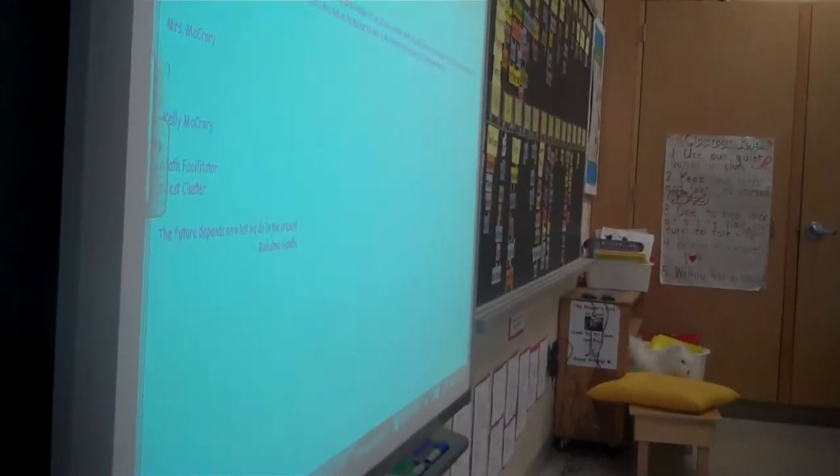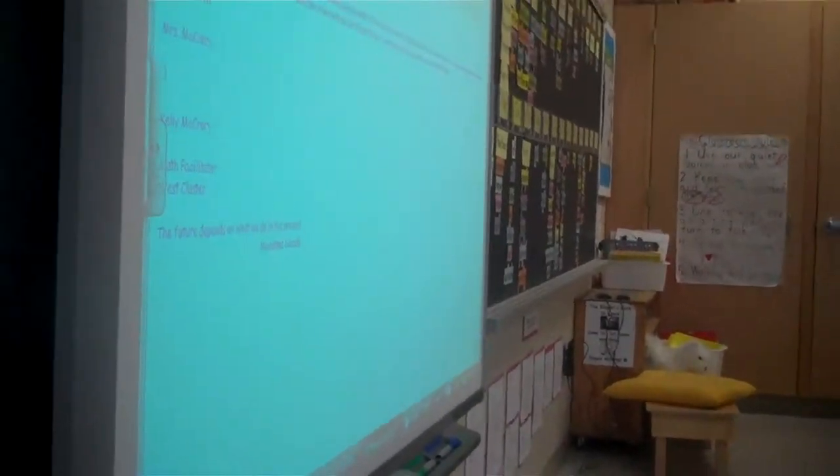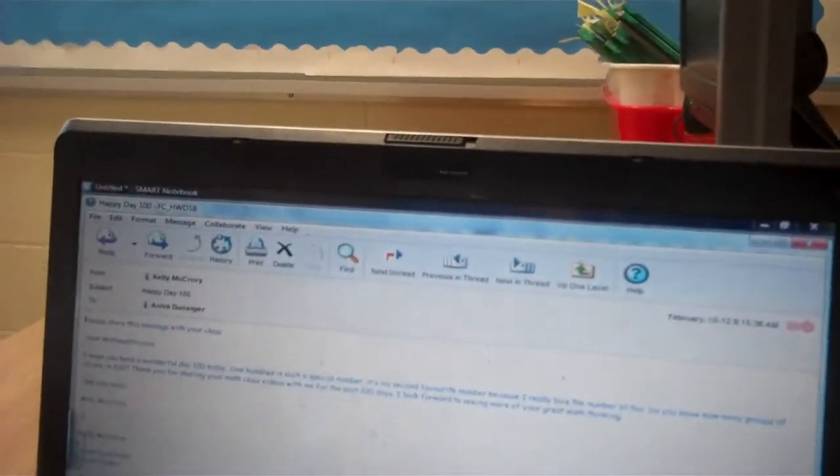So our wonderful math facilitator, Mrs. McRory, wrote us an email, and here's what it says. "Dear mathematicians, I hope you have a wonderful day 100 today. 100 is such a special number. It's my second favorite number because I really love the number 10 too. Do you know how many groups of 10 are in 100?